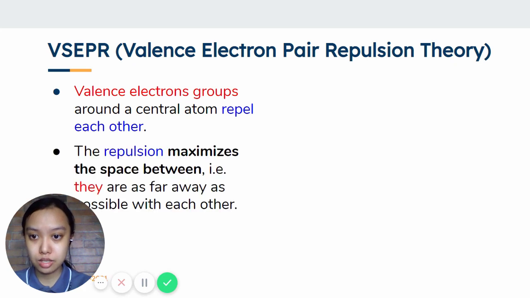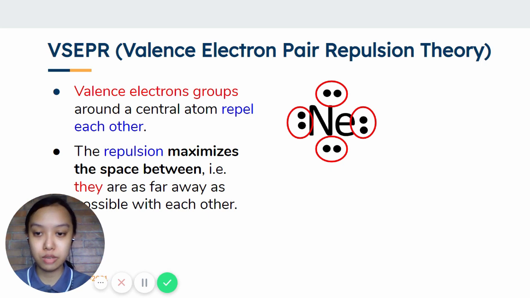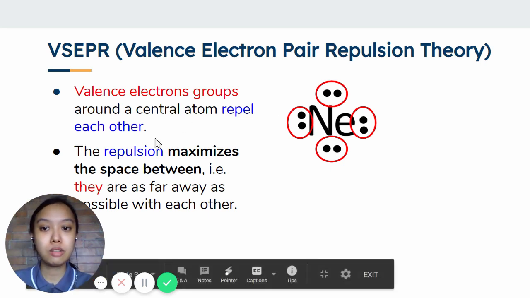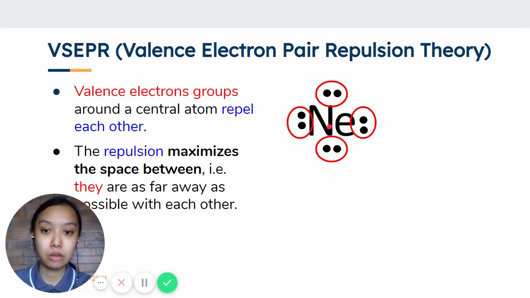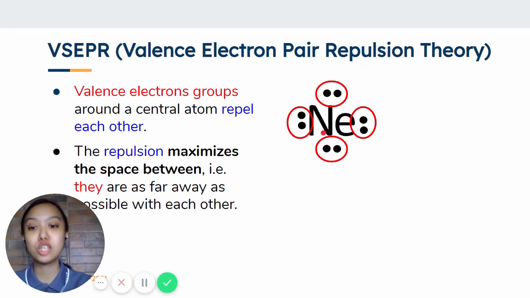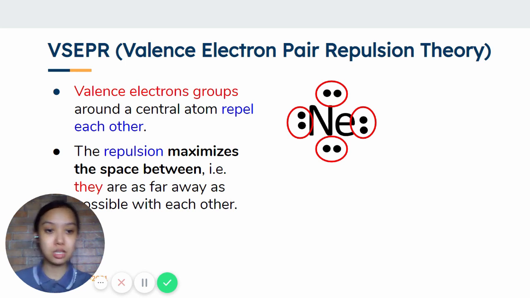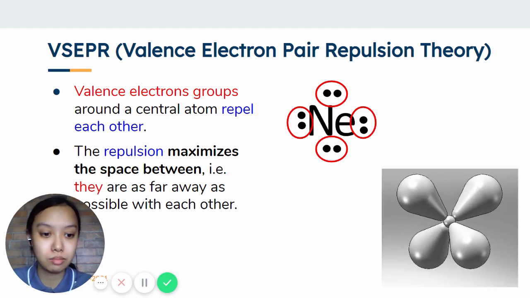So first, what is VSEPR? It's your valence shell electron pair repulsion theory. This means that there are certain valence electron groups around the central atom. Because they are electrons, they tend to repel against one another, therefore generating maximum space and creating unique shapes that we can categorize and have certain theories apply to these compounds, rather molecules.